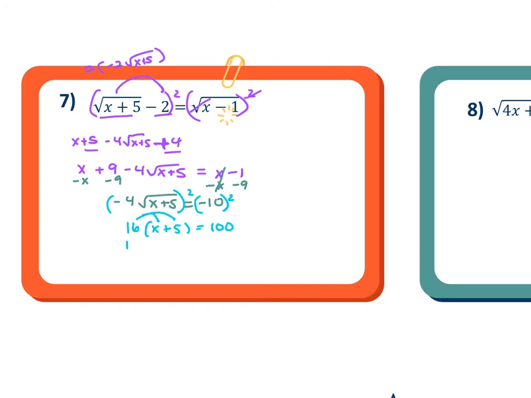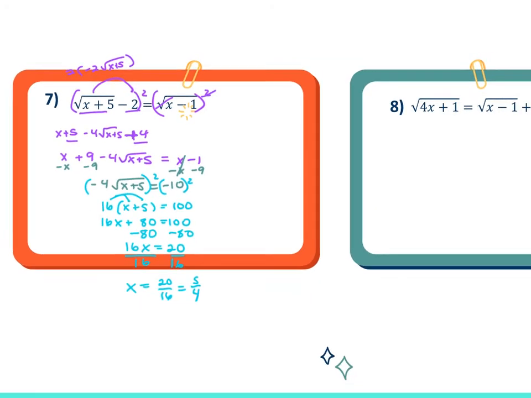Distribute here. 16x plus 80 equals 100. Subtract the 80. 16x equals 20. Divide both sides by 16. X equals 20 over 16, which is 5/4.